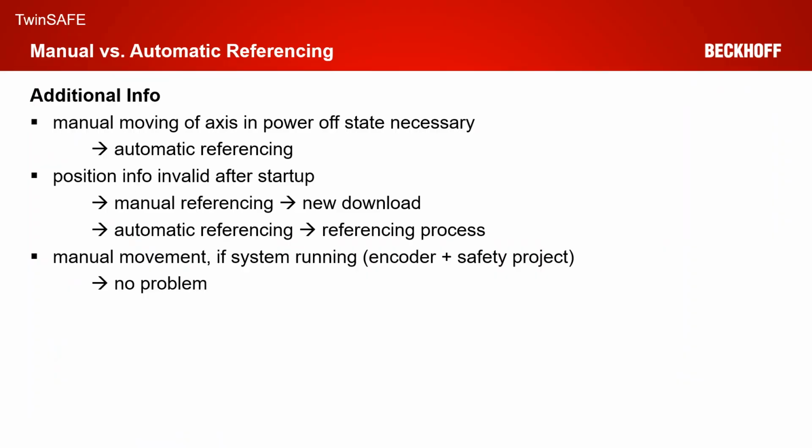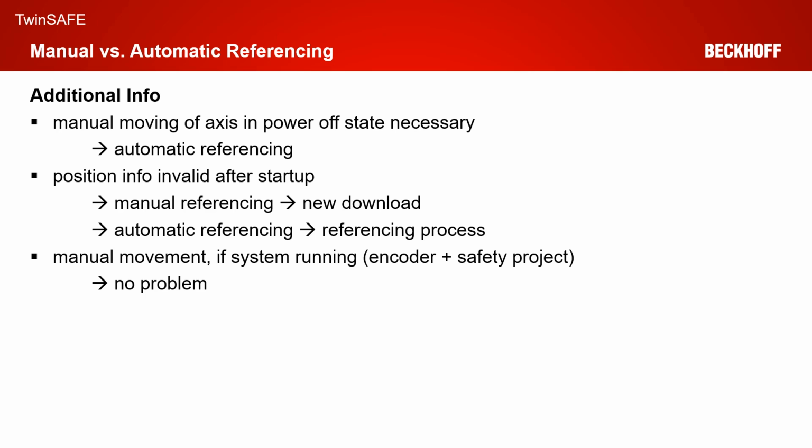And that was all for the live demonstration. Some additional information. If you have the use case in your system that you need a manual movement of the axis in power off, so if you need that functionality, you should use automatic referencing. Because if the position info is invalid after startup, if you are using manual referencing, you need a new download of your safety project or at least your safety parameters. With automatic referencing, you need a new referencing process, but you don't have to start a new download process.